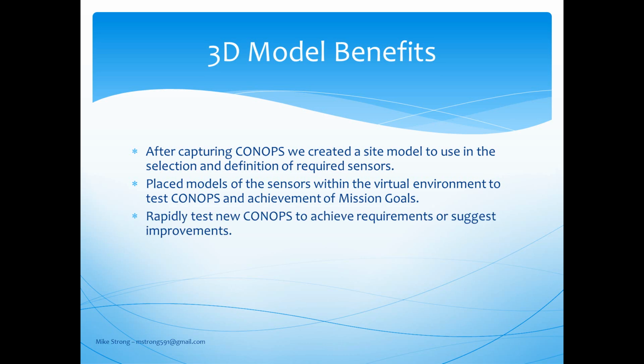We could rapidly test new conops to achieve requirements or suggest improvements. As you saw, I could just drop in another lens and we could overlap them to see if that's something that we might want to do to make things work more efficiently. We can try to develop and test potential product improvements.